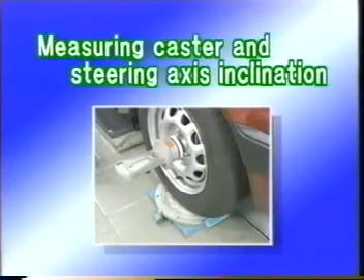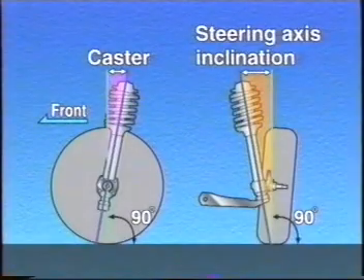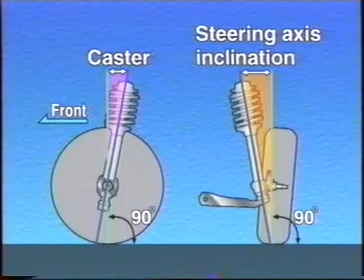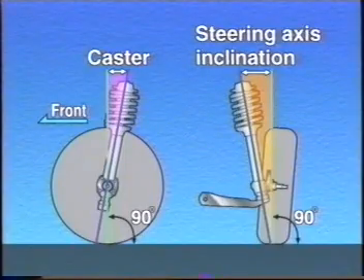Next, measure caster and steering axis inclination. Caster is the inclination of the steering axis as viewed from the side, and steering axis inclination is the inclination as viewed from the front of the car. Measure the angle from both verticals.